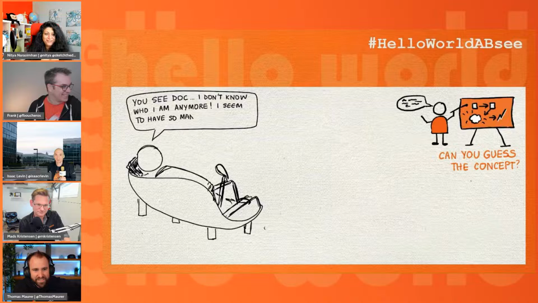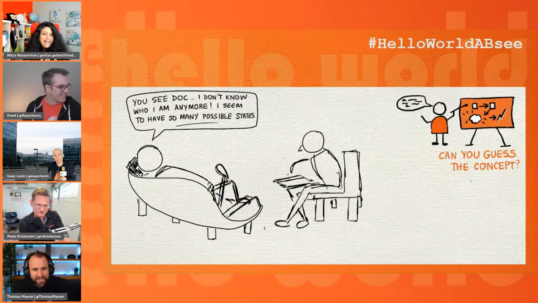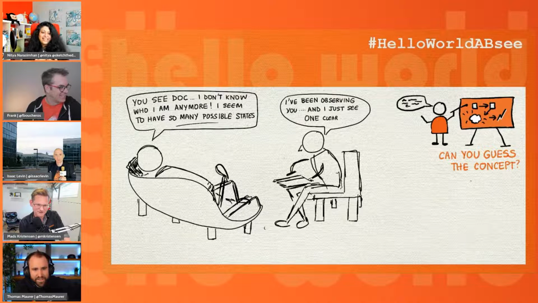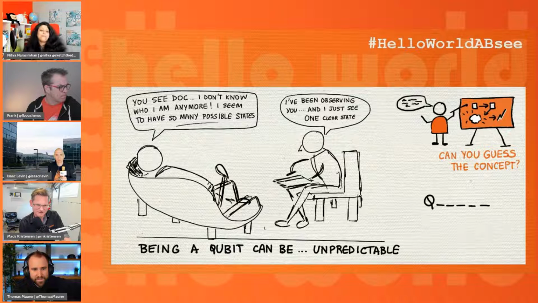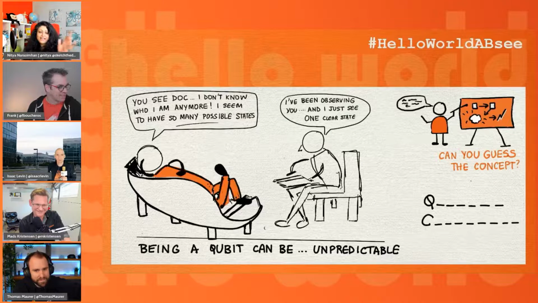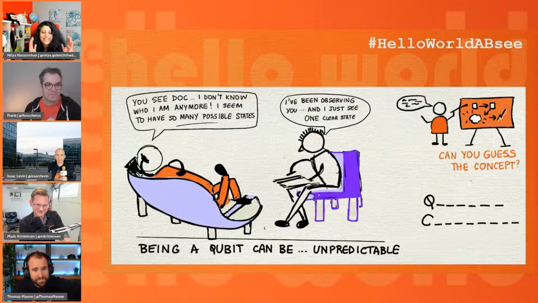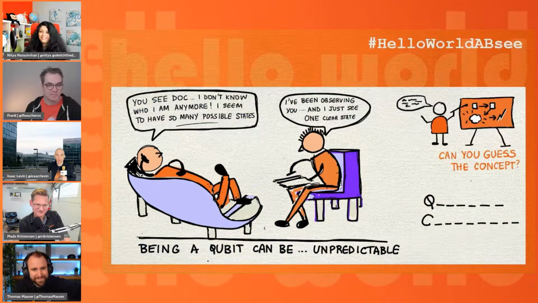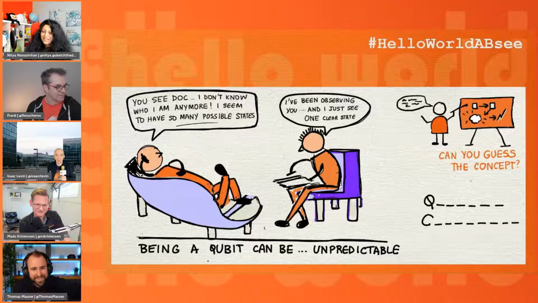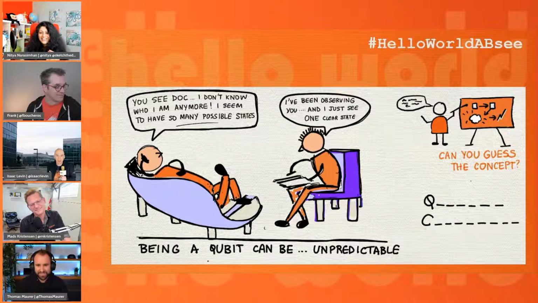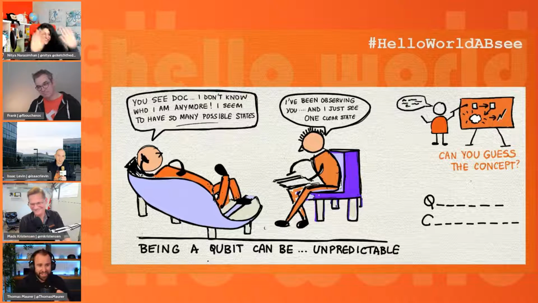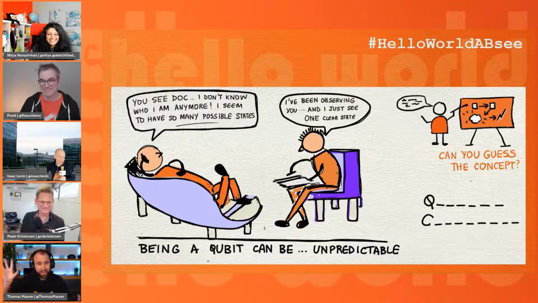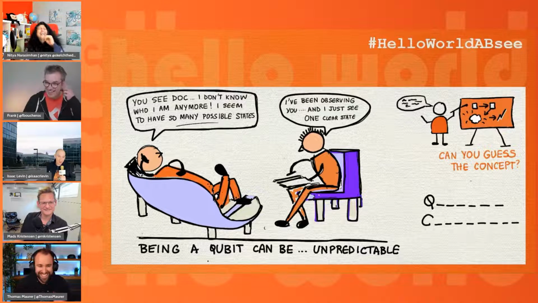This is my favorite, okay? Because this is a concept that I have trouble understanding. So I came up with this really elaborate joke, and I hope you get it. There is this guy on a psychiatrist's couch. He's saying, I don't know who I am anymore. I exist in multiple states. And the doctor says, well, when I observe you, you're only in one state. And the tagline is, being a qubit can be unpredictable. Guesses? This should be quantum computing, right? Yes! Like, you see, when it goes into these complicated concepts, I'm waking up.